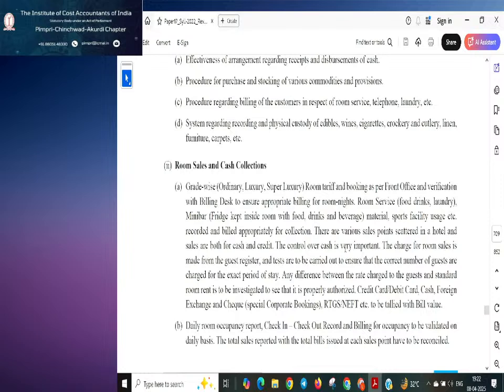If you are going to do foreign exchange, you should be very careful about the identity of the person offering the forex for exchange. All these things should be well documented, and the process should never be bypassed. Whatever the steps 1, 2, 3 to be followed, they need to be followed. No shortcuts to be allowed. This also depends upon how you train your staff in doing that particular job. That is also very important. Then the daily room occupancy report.